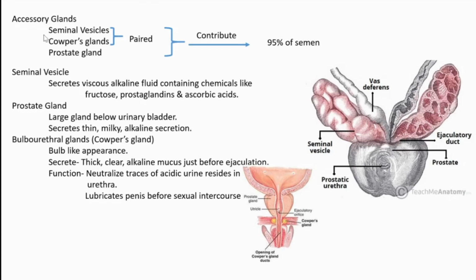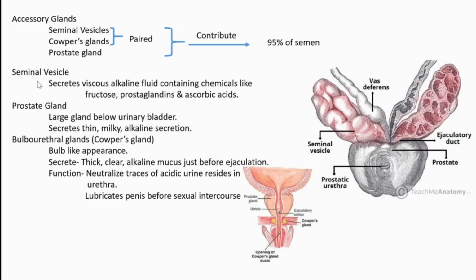Then we are going to see the accessory glands. The accessory glands, the supporting glands, are the seminal vesicles, the bulbourethral glands, and the prostate gland. Except for the prostate gland, the other two are paired. That means two are present. And these contribute 95% of semen. Semen means the fluid that carries the sperm. 95% of semen is contributed by these accessory glands.